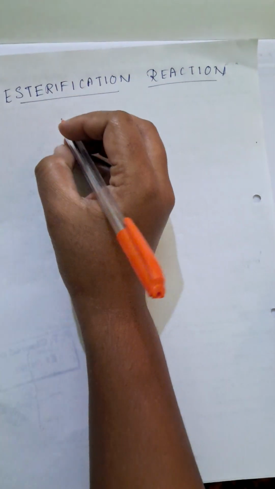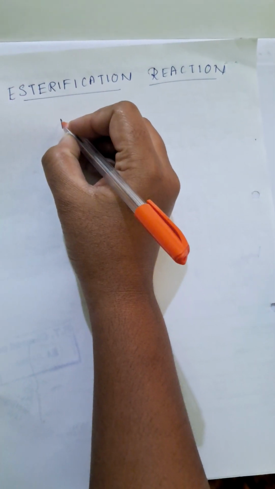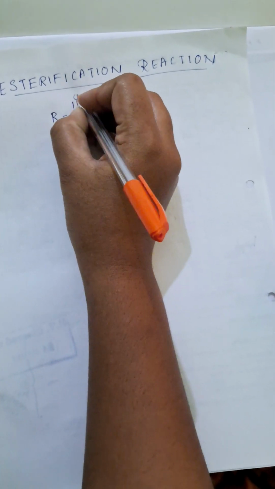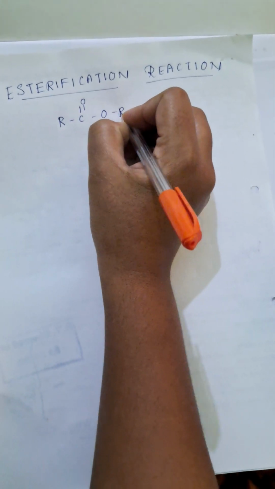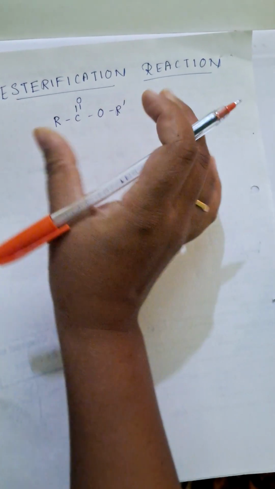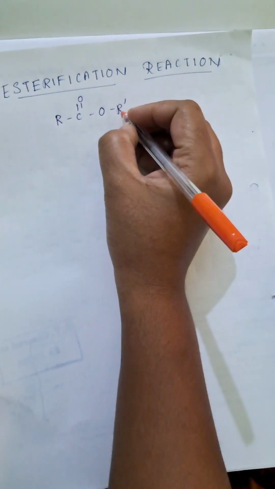Hello everyone, today in this video we will be discussing the esterification reaction. Esterification is a process in which esters are prepared. Let's first write down the general molecular formula for esters: R, C double bond O, R dash. This is called an ester, and this is the formula you have to remember.